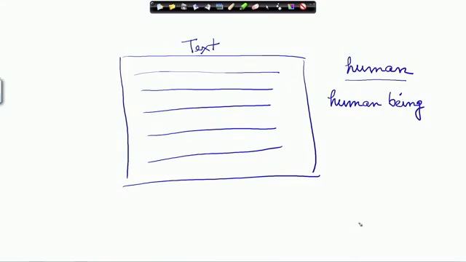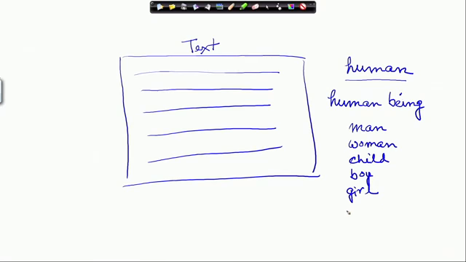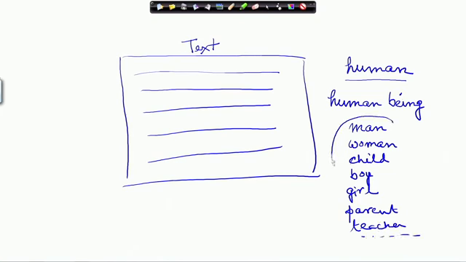Well, if you just spread your imagination, you can think of making the problem even more complicated. For example, human being and man, woman, child, boy, girl, all right, parent, teacher, etc., etc., etc. All of them are human beings.